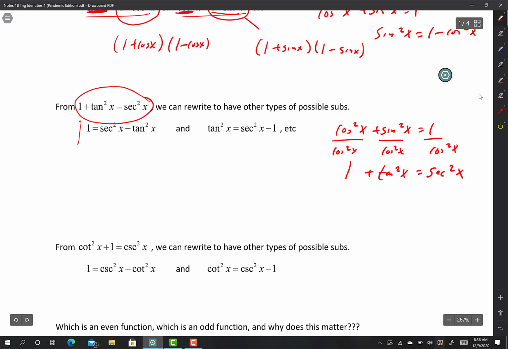This guy, 1 plus tan squared equals secant squared. And then we just rewrote it. They just move the tan squared to the right to get 1 equals secant squared minus tan squared. So whenever you get the expression secant squared minus tan squared, if you feel that it helps, you can substitute it with a 1. And if you ever see the expression secant squared minus 1, that's the same thing as tan squared. If you feel that it helps, you can move the 1 to the right, and you get tan squared by itself.